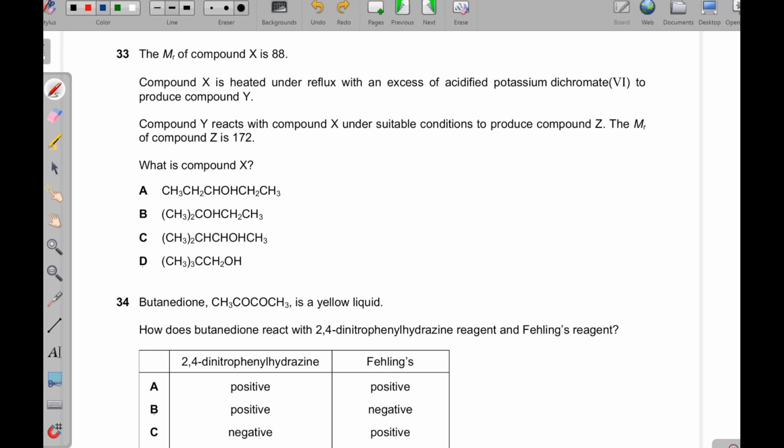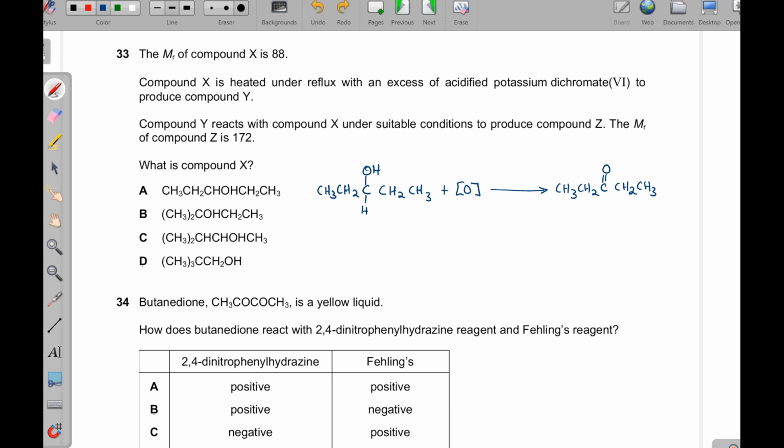Now, first look at this one here. This one is CH3CH2C with an OH and a hydrogen, then what else do we have? We have a CH2, then a CH3. When you oxidize this one here, you are going to have a ketone: CH3CH2, then C double bond O, then CH2CH3. So this could be compound X.